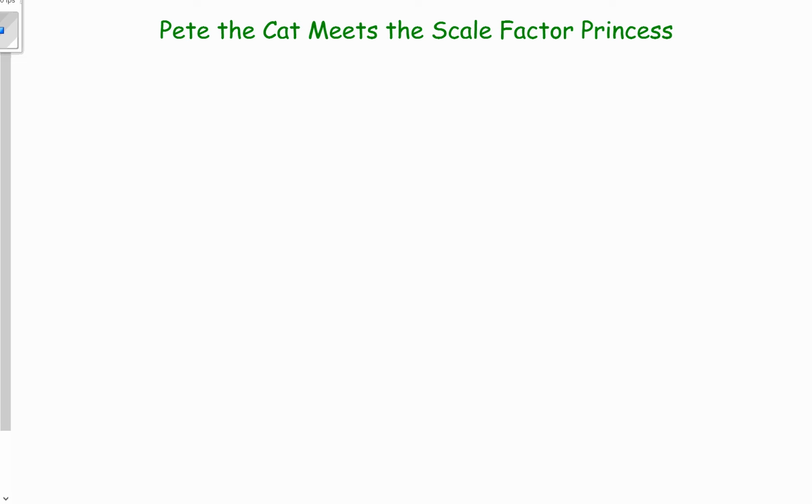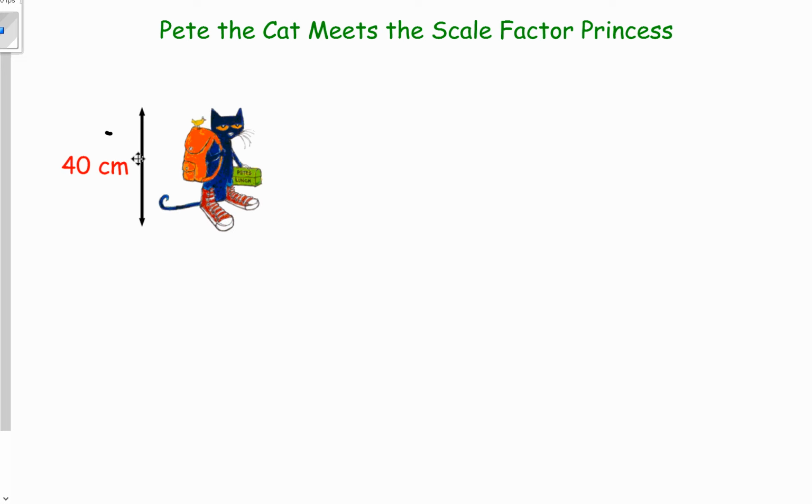All right, so Pete the cat. There he is. There's Pete the cat, and Pete the cat is 40 centimeters tall. All right, and he's not all that thrilled about being 40 centimeters tall. In fact, he's kind of sad, because he kind of gets bullied, right?